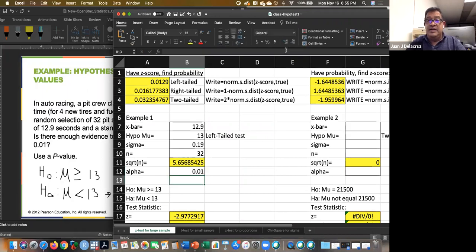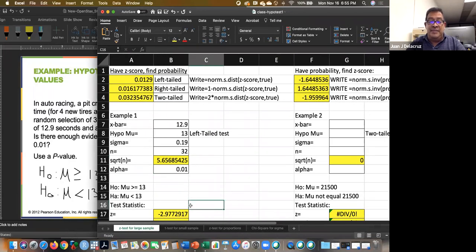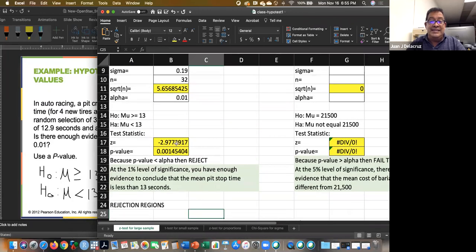So my alpha is going to be 1%, 0.01, right? I already wrote these equations here. If you can see, the Z is basically equal to the X bar minus the mu divided by the sigma divided, at the same time, by the square root of my sample size. So my Z-score is minus 2.997. If I compute this, here I have the norm function. So I am taking the area under the curve of this Z-score.